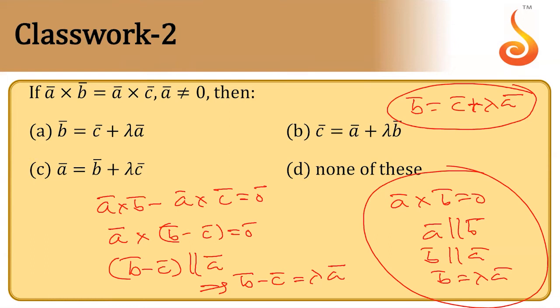So if the cross product of two vectors is zero, their vectors are parallel vectors. Okay, fine.